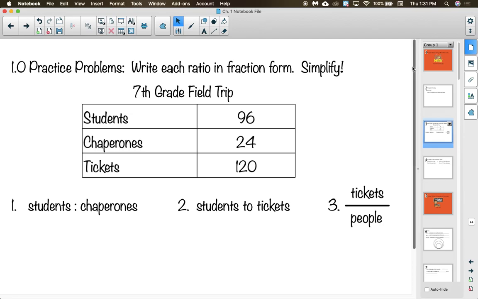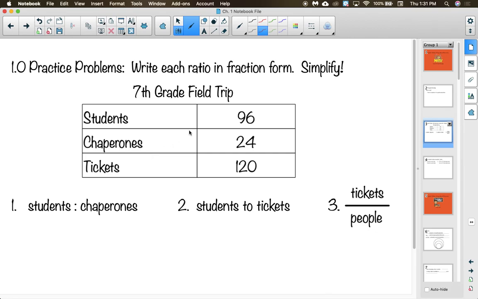The next question asks, write each ratio in fraction form, simplify. So we are going to start with this first one. This is colon form. This is if you have a quantity and then a colon, then another quantity. It's a ratio. It's not a user-friendly ratio, so we prefer to write things in fraction form. But we would read it the same way, students to chaperones.